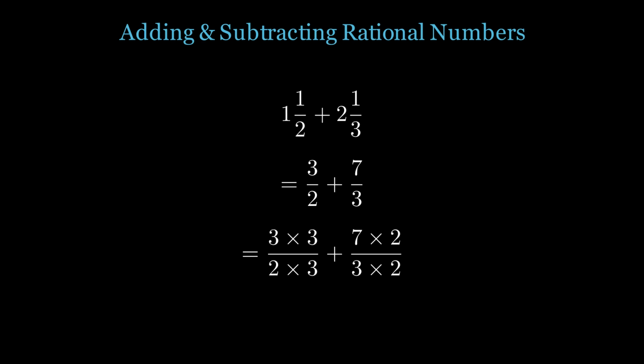Watch how we scale both the numerators and the denominators. This gives us our newly scaled common fractions, 9/6 plus 14/6. Now that the denominators match, we keep the 6 at the bottom and add the numerators. 9 plus 14 gives us a final answer of 23/6.